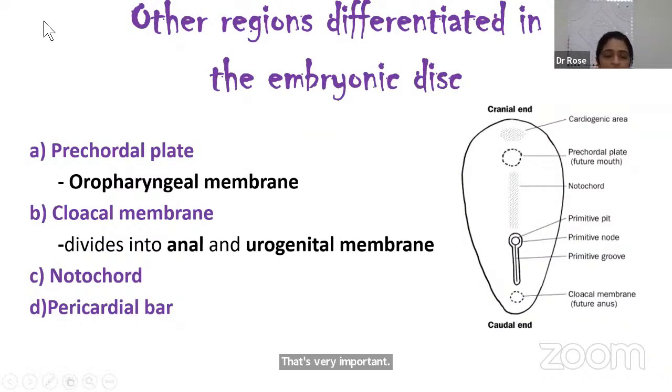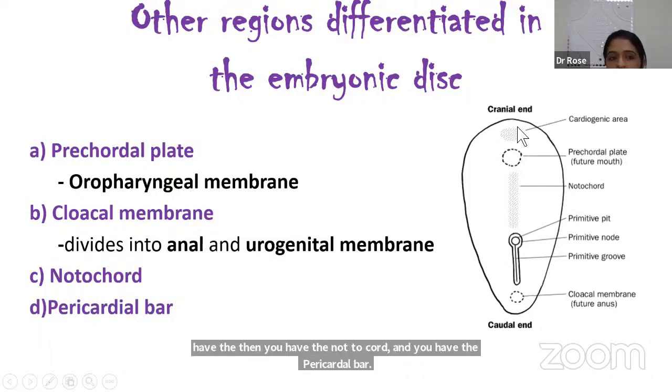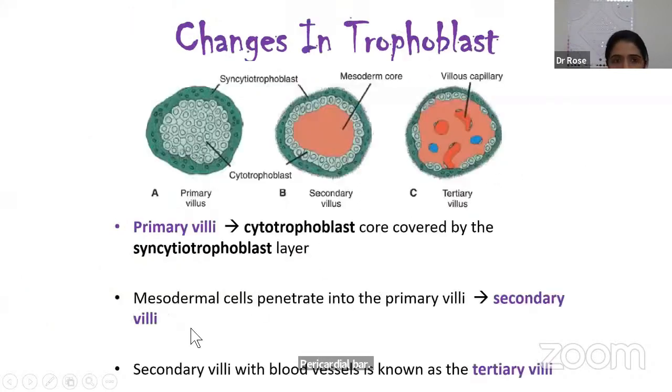Now, coming to the embryonic disc, you have the precaudal plate, you have the cloacal membrane, then you have the notochord, and you have the pericardial bar. These are some of the important terminologies you should be knowing. The precaudal plate actually is a site of future oropharyngeal membrane. Cloacal membrane is actually getting differentiated as anal and urogenital membrane. Then you have the notochord, and then you have the pericardial bar. So these are some of the terminologies you should be knowing, and you should know the position of these structures.